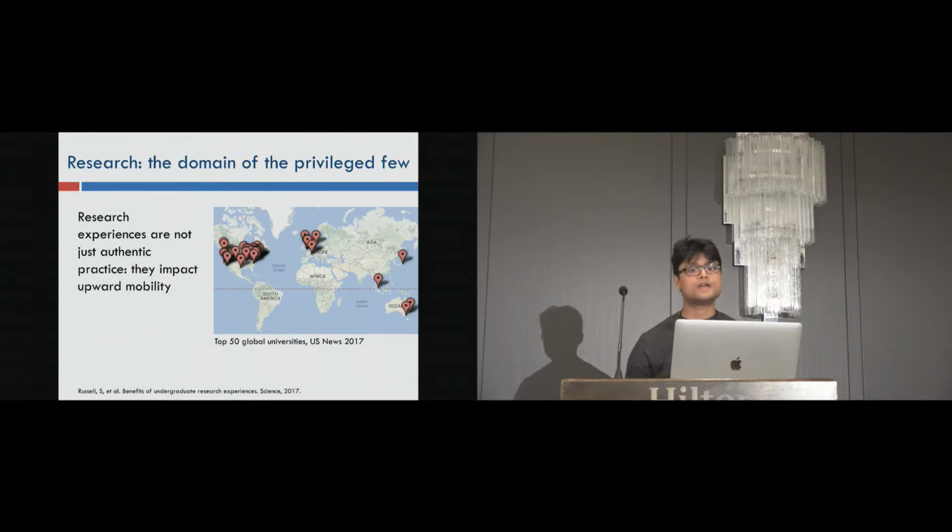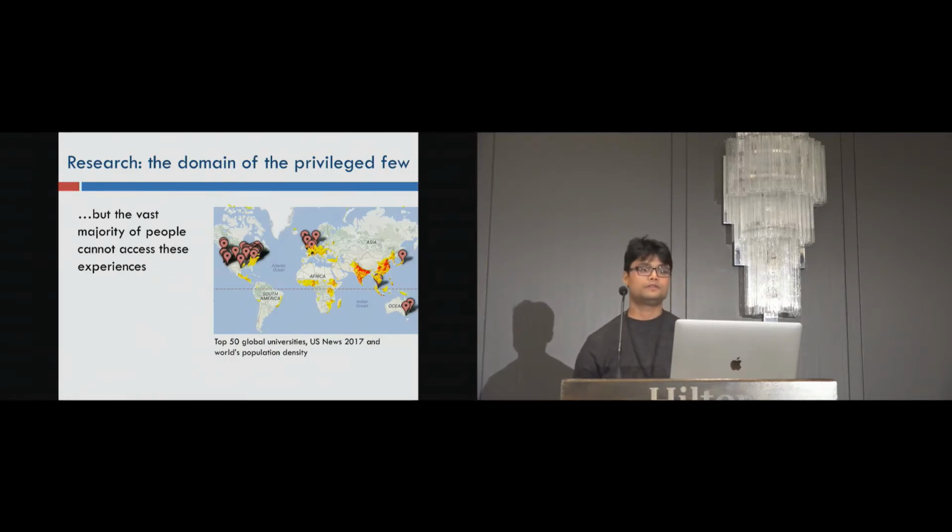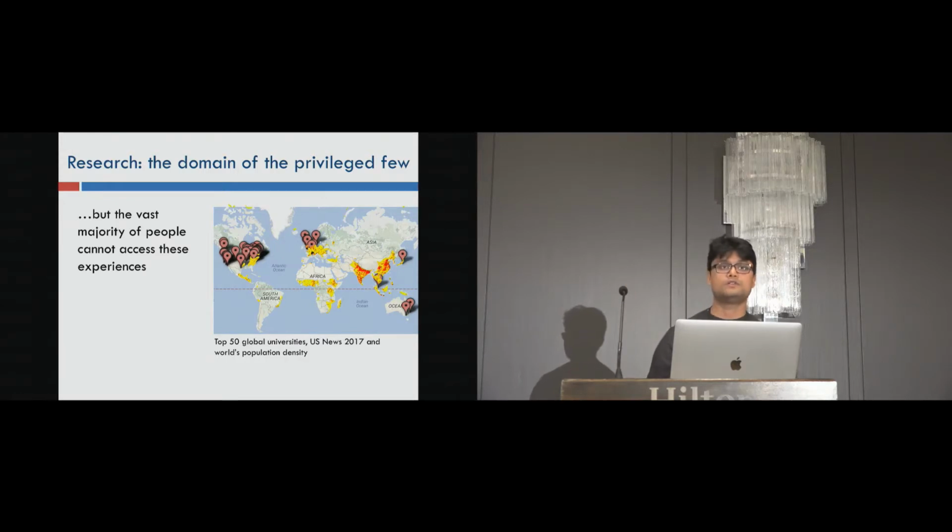And we know that research experiences are important because they increase not just the possibility of getting into STEM careers or the likelihood of getting faculty recommendations for jobs, they essentially impact the upward mobility of people's lives. But the vast majority of people cannot access these kinds of experiences. So this map, for example, shows where the population density of the world lies, mostly, for example, in India, China, Africa, Eastern Europe, and other places.